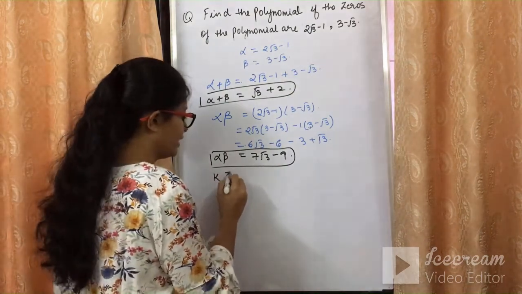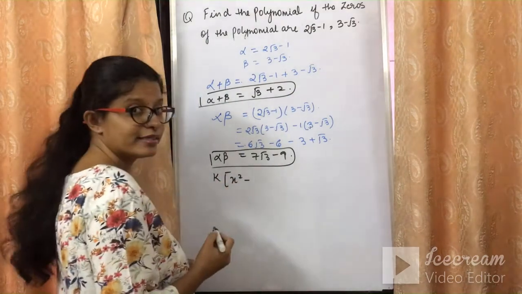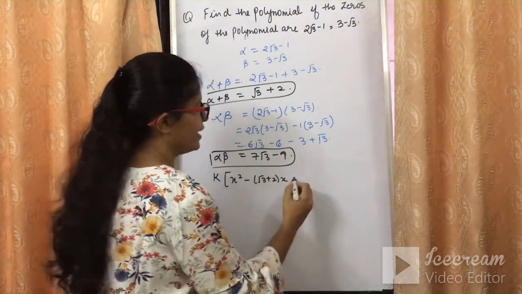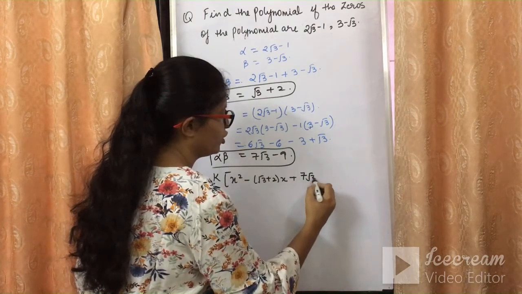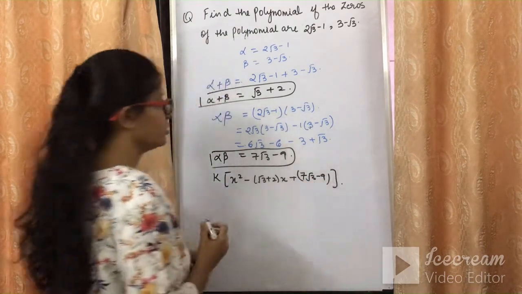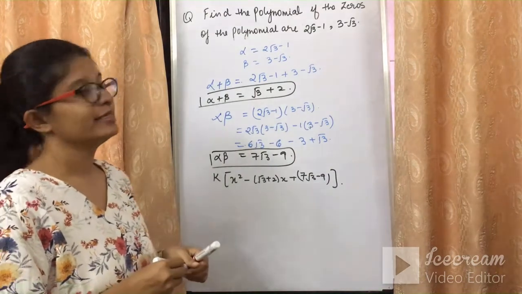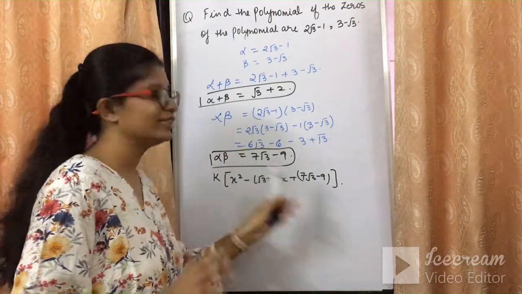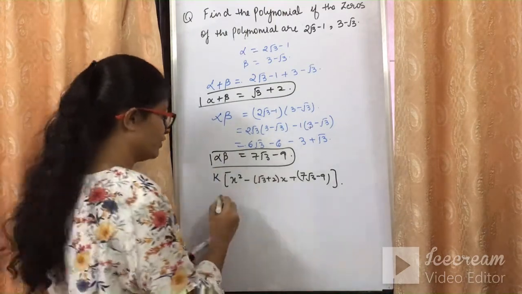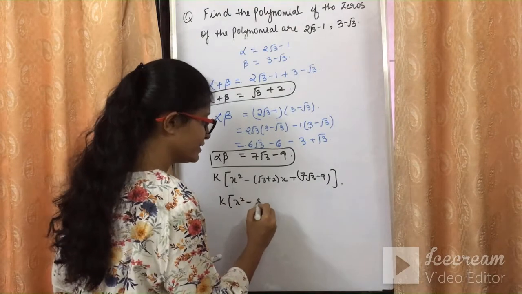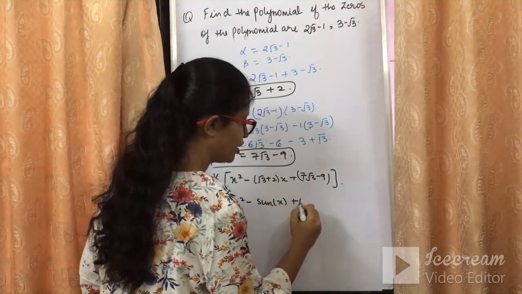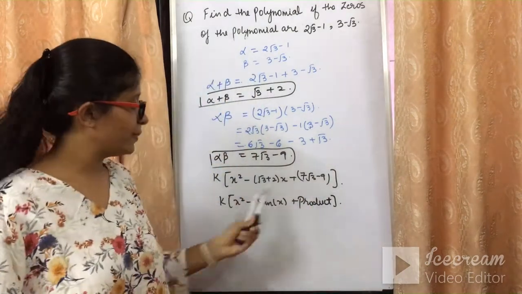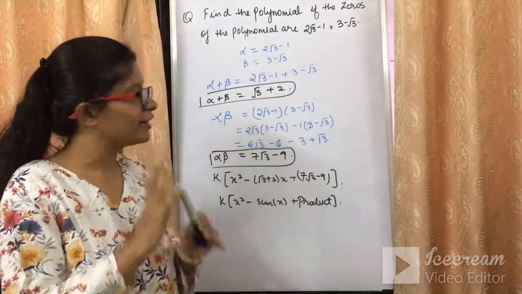Again we need to keep it in k x square minus sum of x plus product. Sum is how much? Root 3 plus 2, and the product is 7 root 3 minus 9. So this is the polynomial for the given zeros. So I hope it is very simple. Just we need to take out the sum and the product and substitute it in the equation. And the equation is given by k x square minus sum of x plus product. It is very simple. Just need to keep it in this equation. That's it. Nothing more to do.